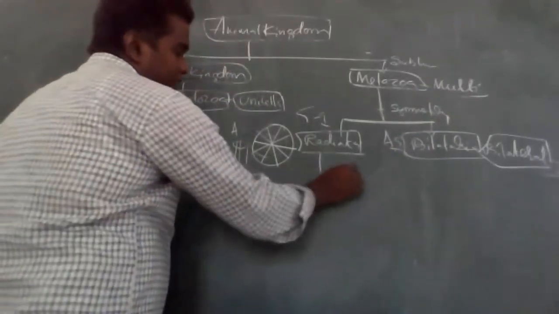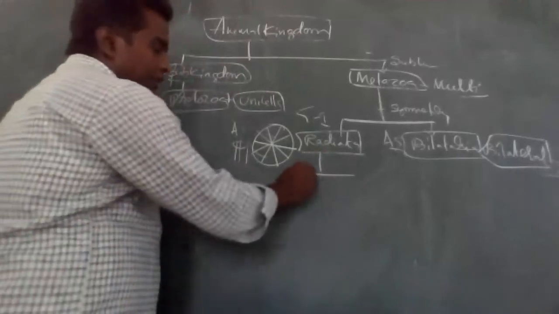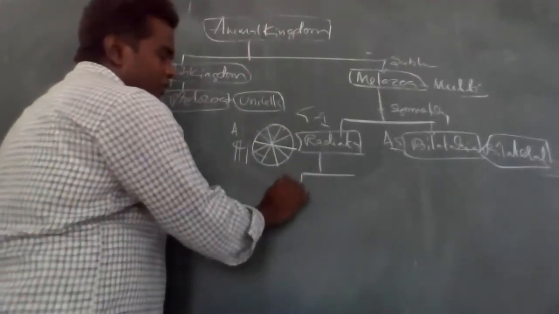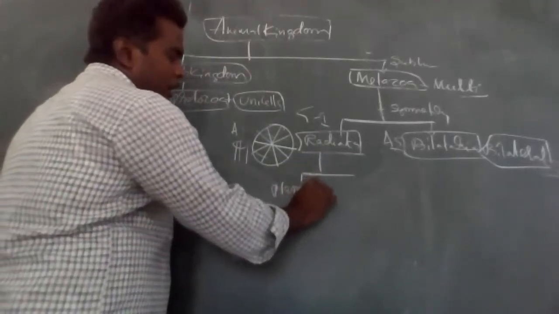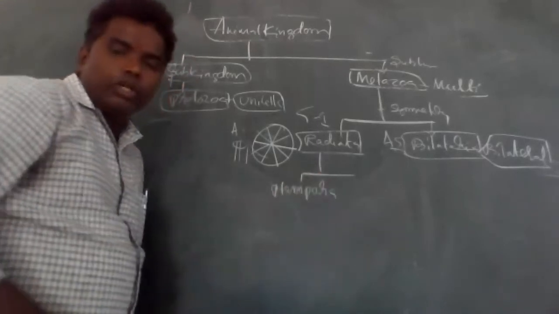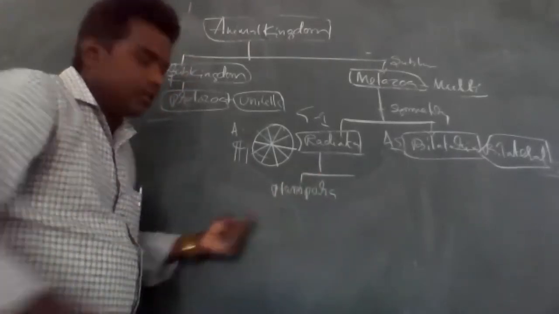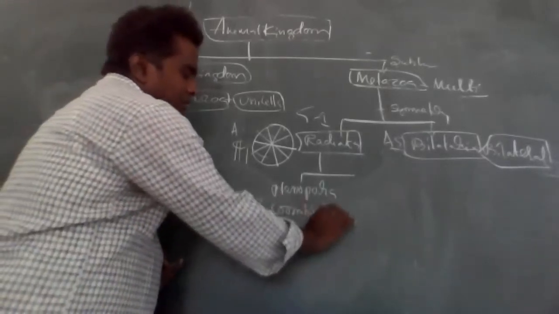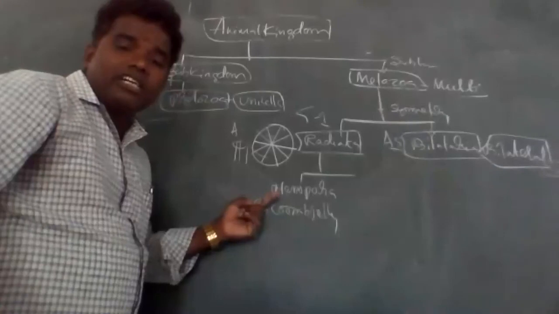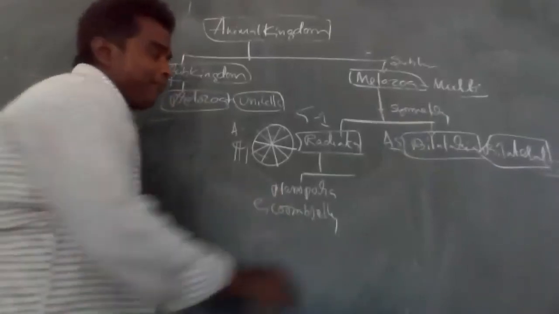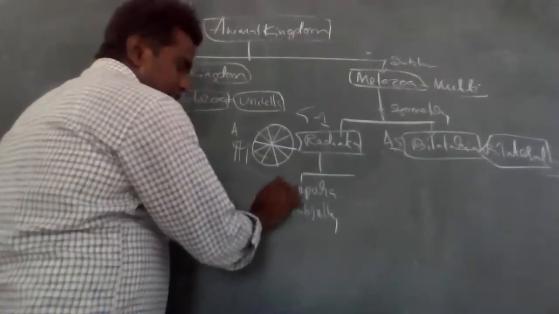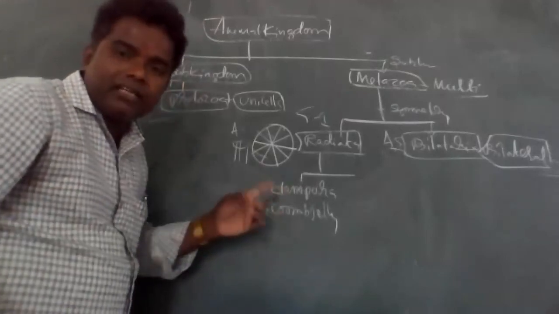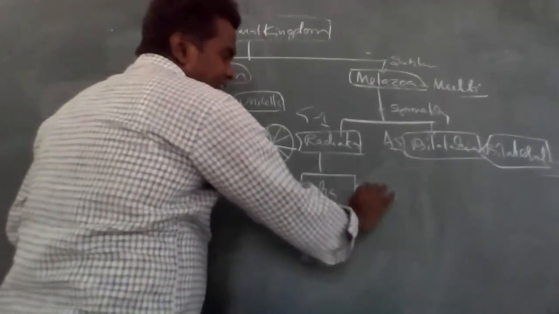Radiata examples, you know very well. Ctenophora. In Ctenophora, comb jellies are the examples. I think you already studied this at intermediate level. Ctenophora, with the C silent, not P. Next, Cnidaria.